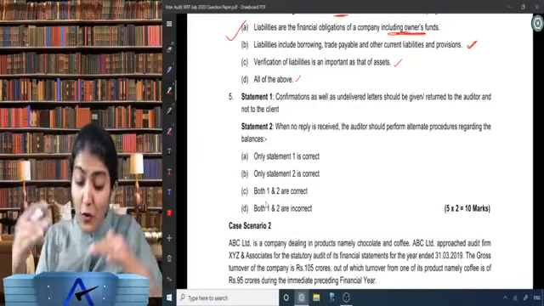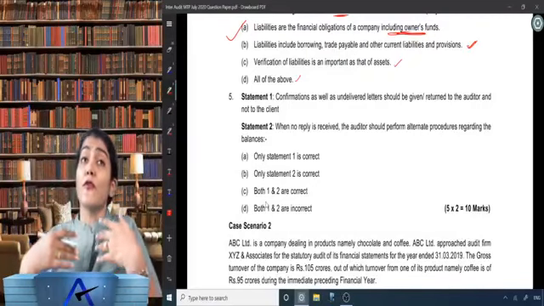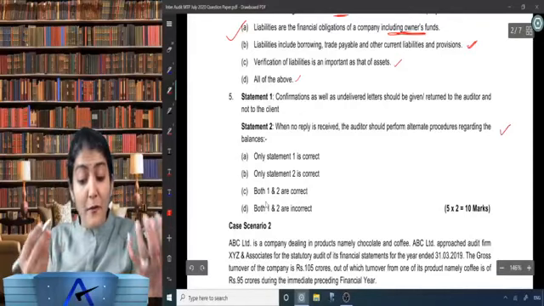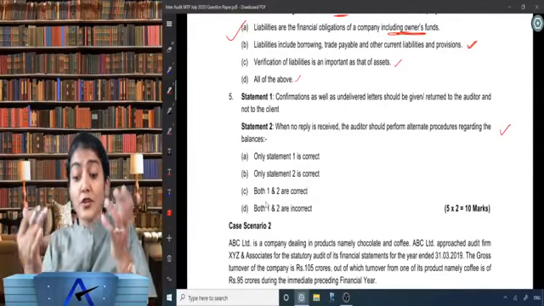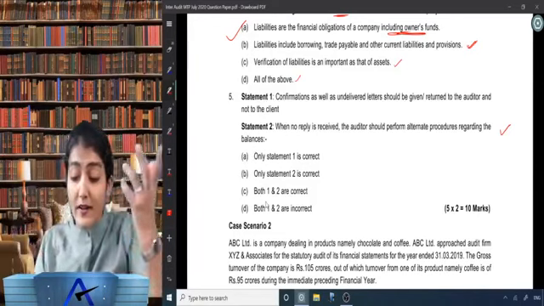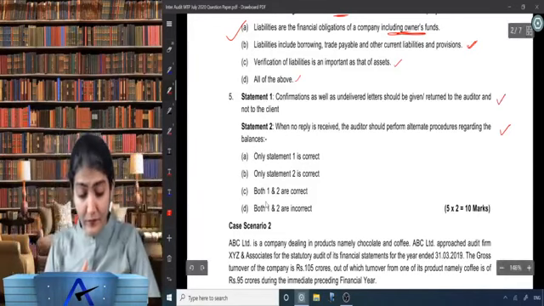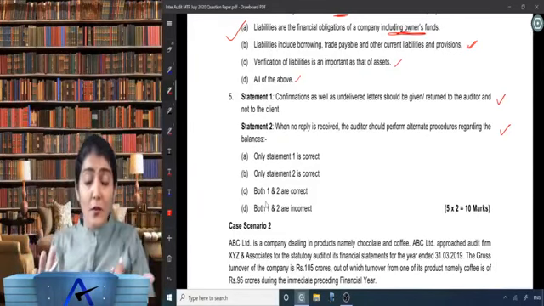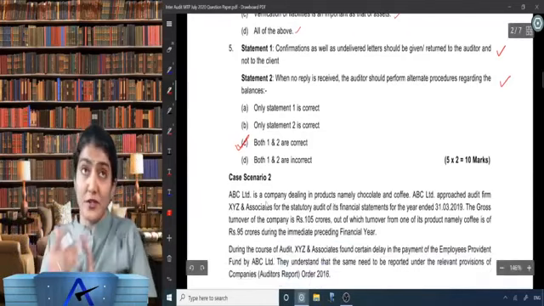Right, so when no reply is received, the auditor should perform alternative procedures regarding the balances. Yes. Confirmation as well as undelivered letters should be given return to the auditor and not to the client. Yes. So 1 is correct, 2 is correct. So what is it over here? Both 1 and 2 are correct, right? So C is the correct option.